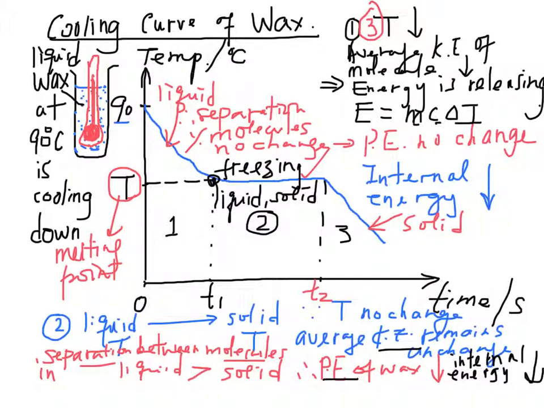If we wait for sufficiently long time, you will see that the temperature graph will reach a constant value eventually. The reason is that the temperature of the wax cools to a temperature equal to the room temperature. At this moment, there will be no decrease in temperature anymore. We say thermal equilibrium has been reached.